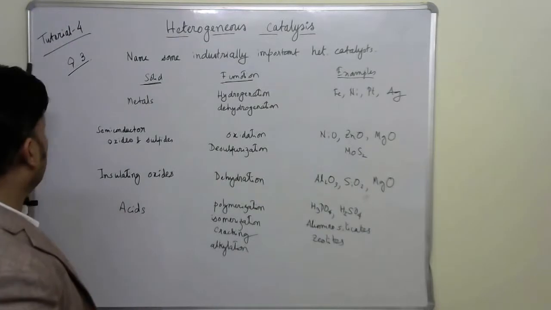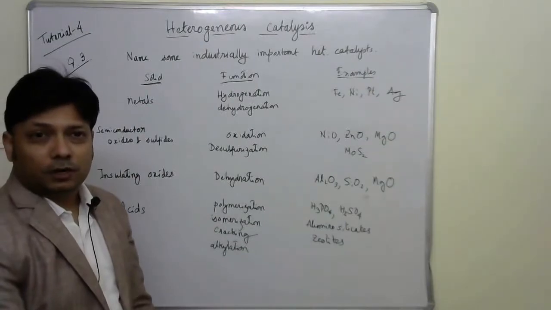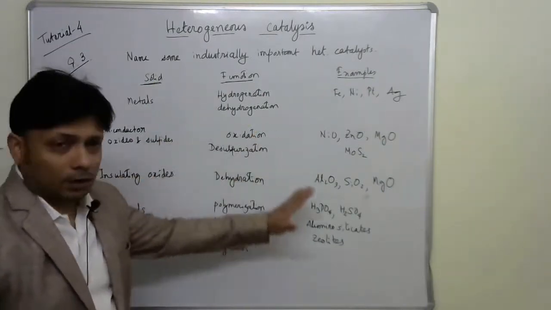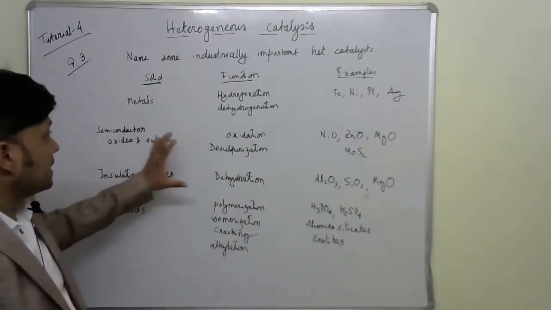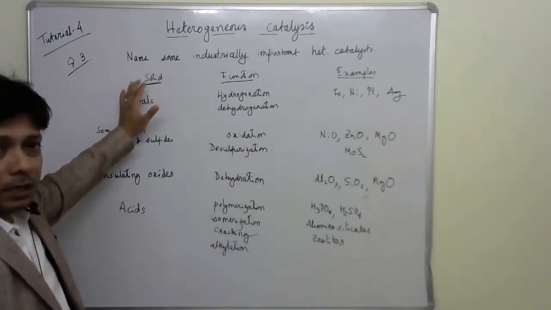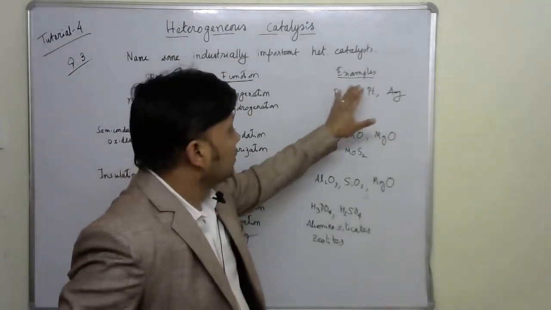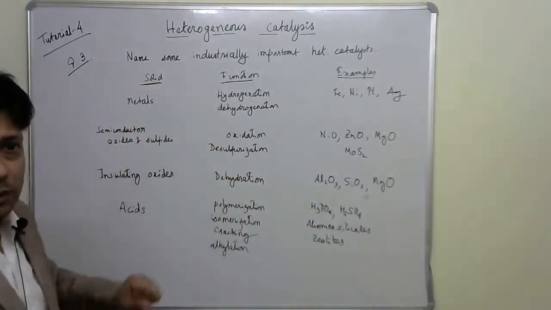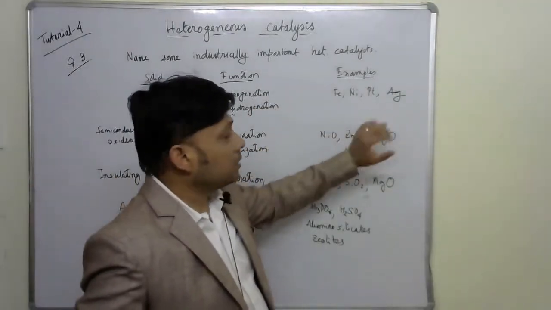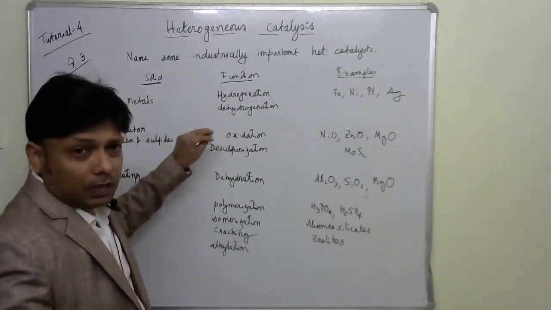Question number 3 asked you to mention some industrially important heterogeneous catalysis. So I have listed some of the important examples in the form of a table. In the left hand column we have the solids, in the middle column we have its particular function, and the last column is about the particular examples. Let's first start with the metals. Some solid metals, for example iron, nickel, platinum, silver, help us for hydrogenation and dehydrogenation reactions industrially.